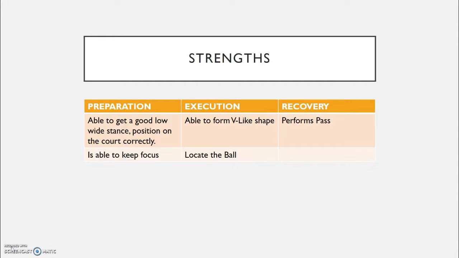So the strength was that he was able to get into a good low wide stance position, positioned correctly on the court, and is able to keep his focus. He is then able to form the V-like shape and locate the ball, and performs a recovery pass.